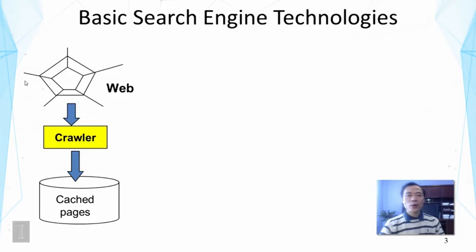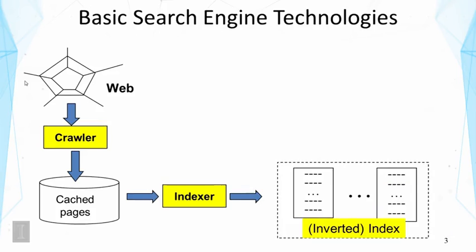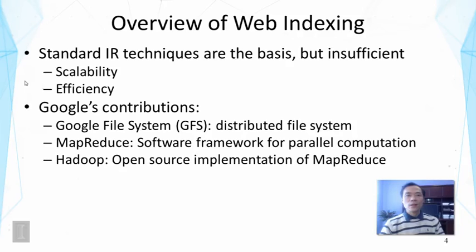So once we crawl the web, we've got a lot of web pages. The next step is to use the indexer to create the inverted index. In general, we can use the standard information retrieval techniques for creating the index, and that is what we talked about in a previous lecture.